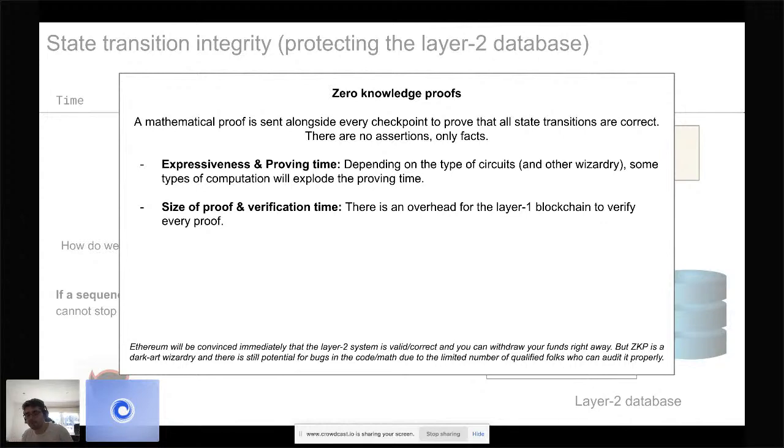The other problem is when we send the proof to Ethereum. One, the proof has a certain byte size. It can be pretty big. And two is verification time. Ethereum has to verify every single proof, and we have to pay for that. I'm trying to remember the numbers now, but if a proof costs 500K gas, for example, then it doesn't really make sense to post a checkpoint until you have a minimum number of transactions such that it covers the cost of sending the proof to Ethereum as well.